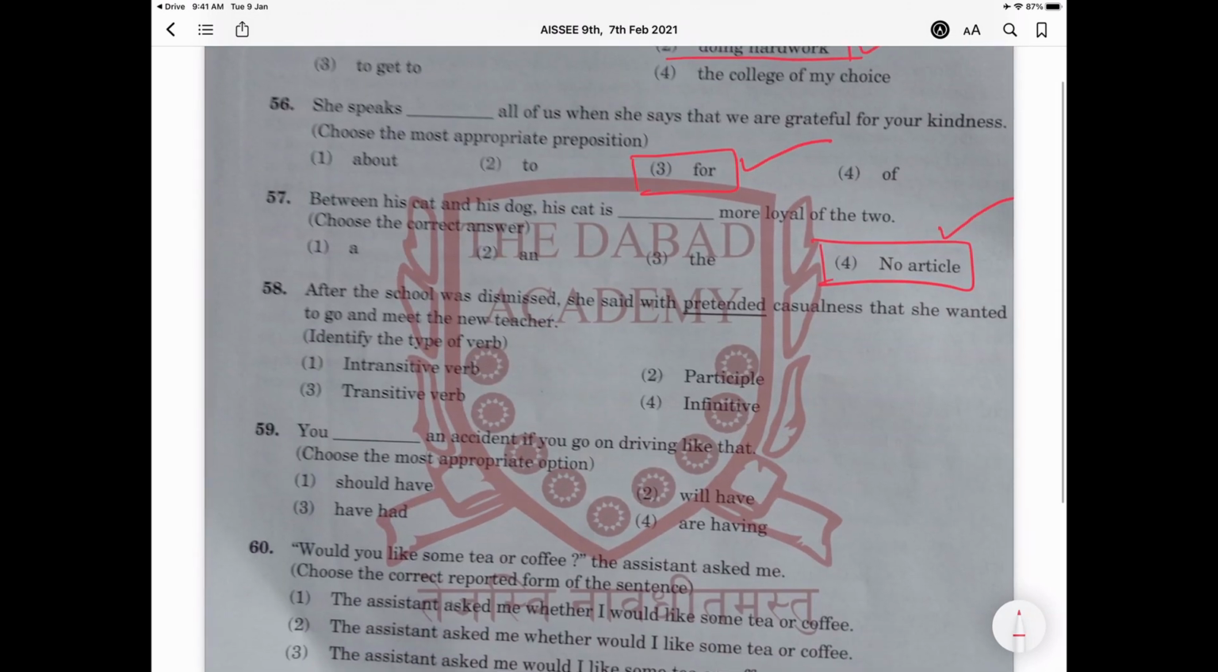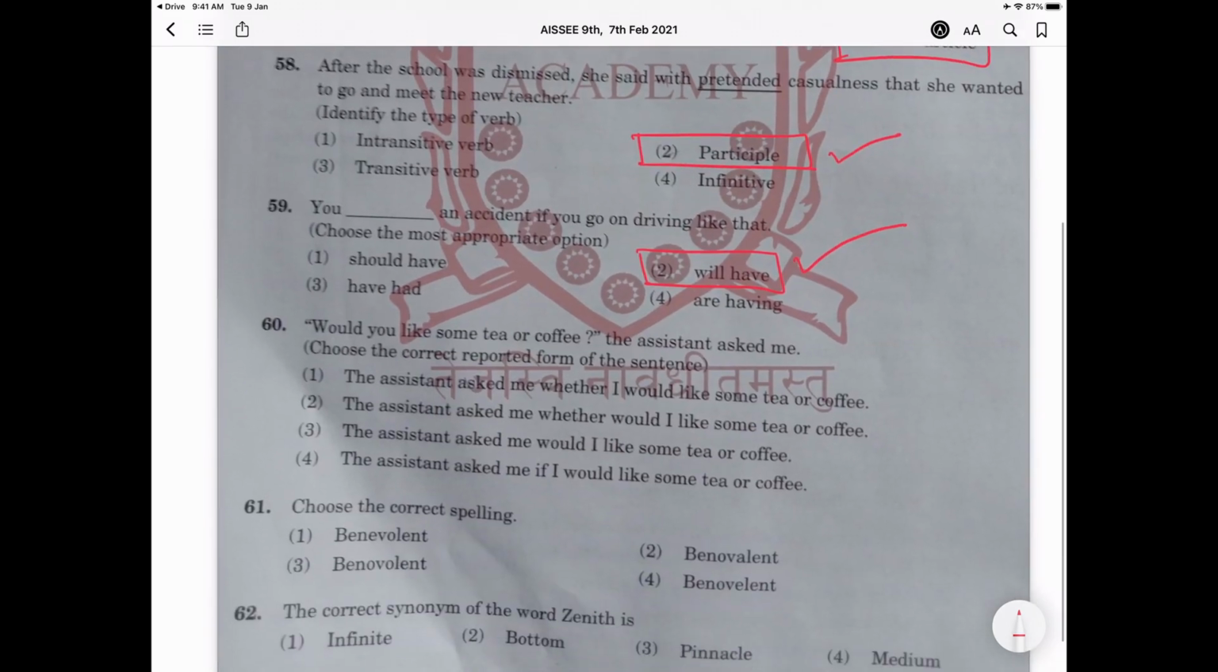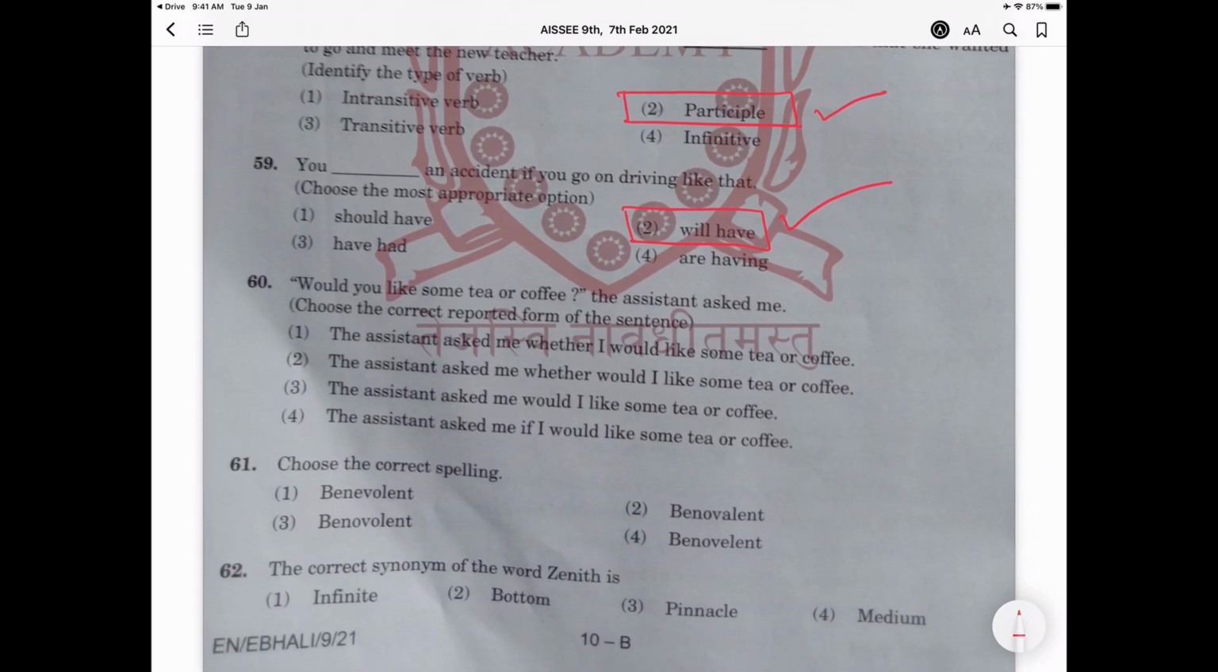In 58, after school was dismissed, she said with pretended casualness that she wanted to go and meet the new teacher. So we have to find the type of verb, and in this question the answer is second, participle. In 59, again second is correct. In question number 60, would you like to have some tea or coffee? The assistant asked me, and we have to find the correct reported form of the sentence. In question number 60, option 4 is correct.